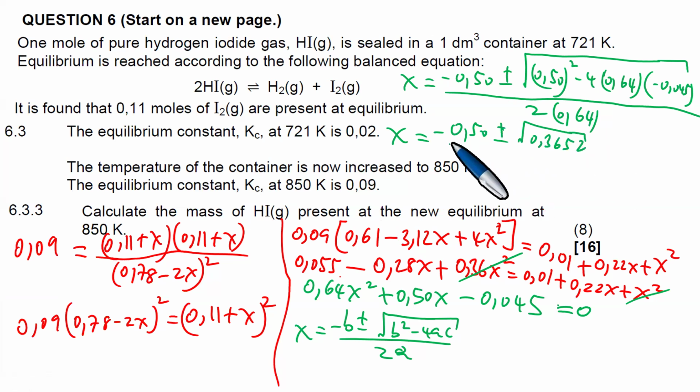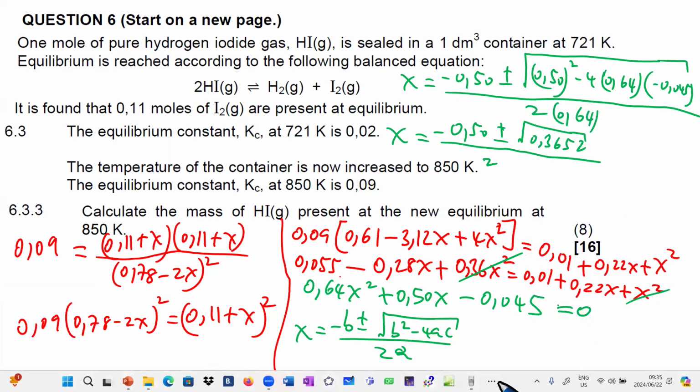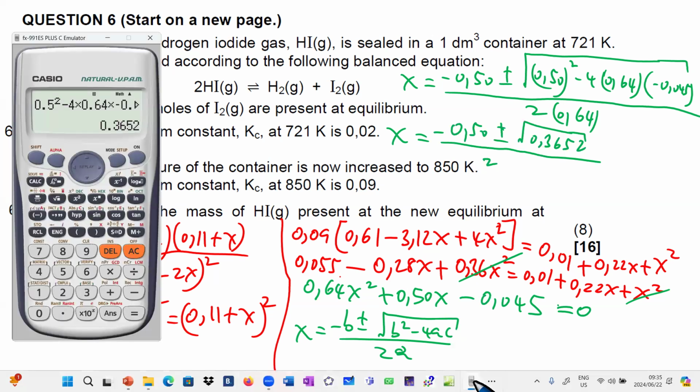0.3652 square root, divided by that one, which would be 2 times 0.34, 0.64. Okay, we're going to finish this calculation, please. You don't need a lot of writing here, ordinarily.